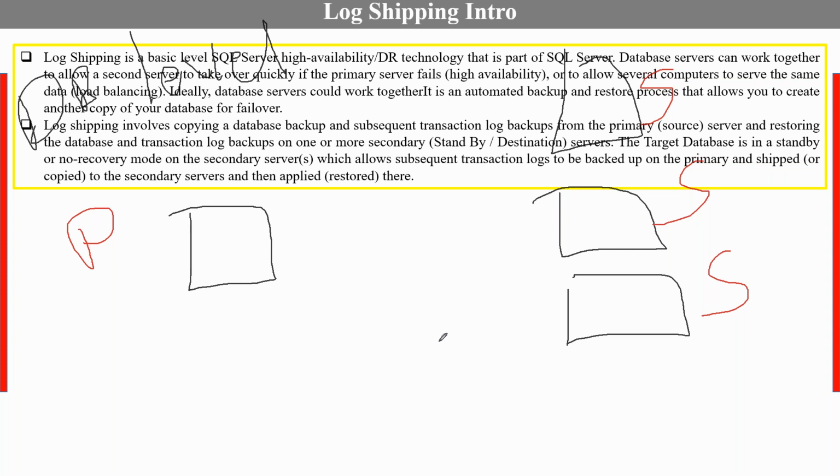Very simple, sir. Log shipping. Don't make it more complex. If someone asks what log shipping is, it is one of the basic high availability and disaster recovery solutions, which ships the transaction log backups from primary to n number of secondaries. That's it, log shipping, nothing else.